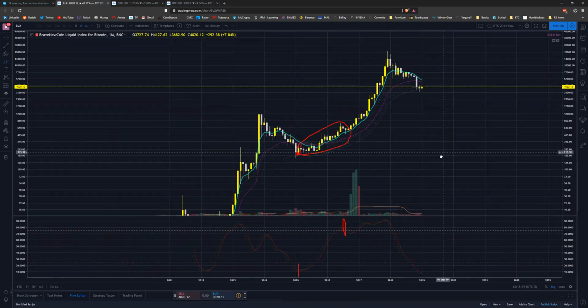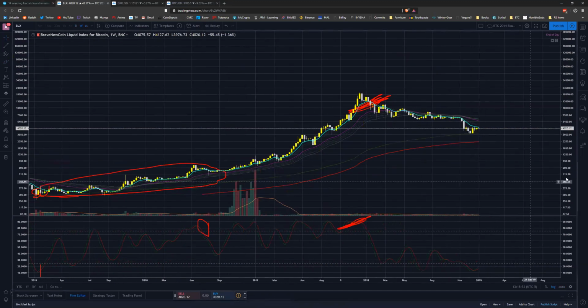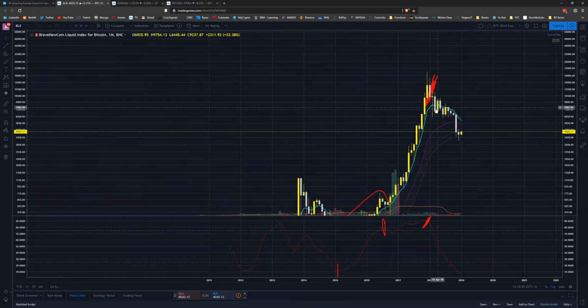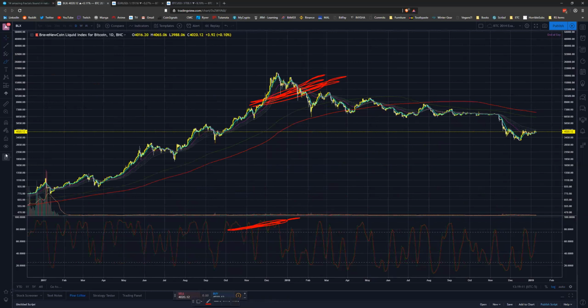All right, and then likewise, since the top, since this started coming down here, look at how great of a time that was to take some profits on Bitcoin, right? And what happened there? You broke down from the monthly 8. You broke down below the weekly 8. You broke down below the daily bands. You broke down below the 4-hour pi line. Remember, bottom of the daily bands is the 4-hour pi line.